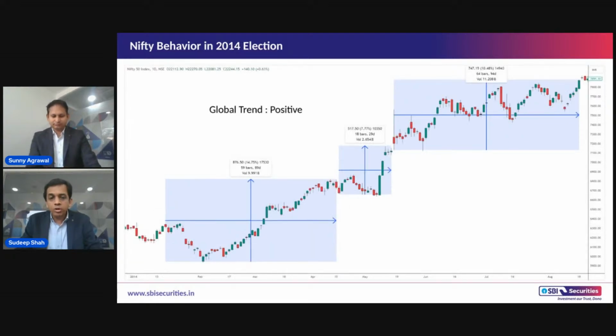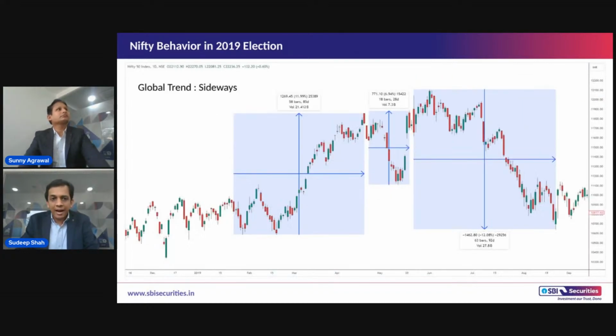Now come to 2014, a similar structure: an up move, then the elections, and then the up move continuing. So you may see some volatility during the election period, but historically, whether you see it over a 6 month or 12 month period, markets have generally offered us good returns post the elections. So that needs to be factored in here.